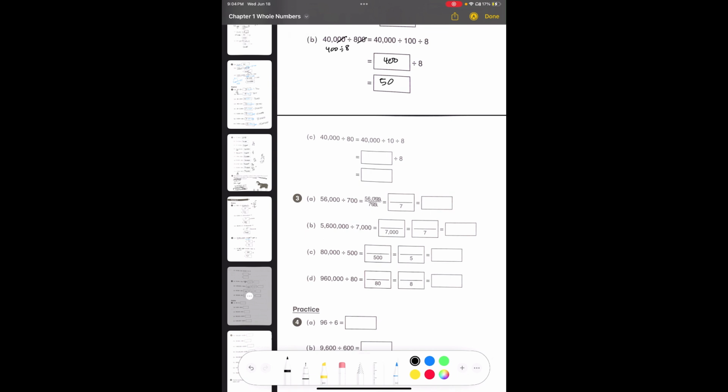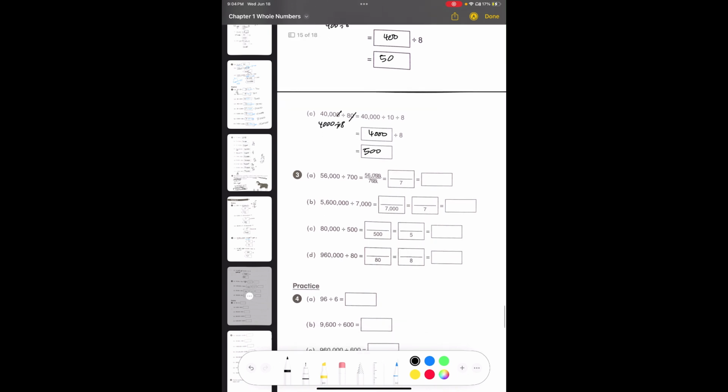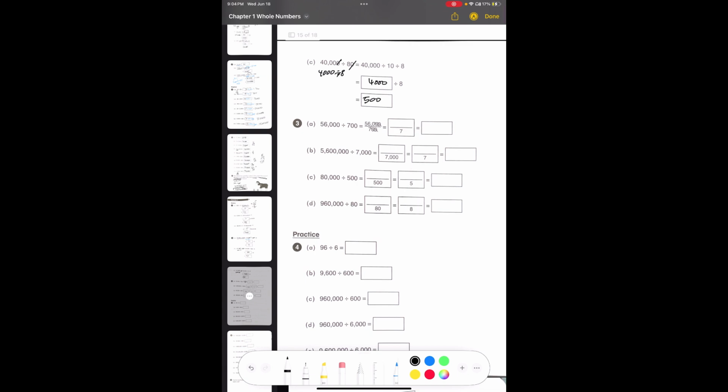And now right here is exactly the same thing. You can just do this. So it's 4,000 divided by 8, which is 500. And they show you this right here. So 560, and then 560 divided by 7 is 80.